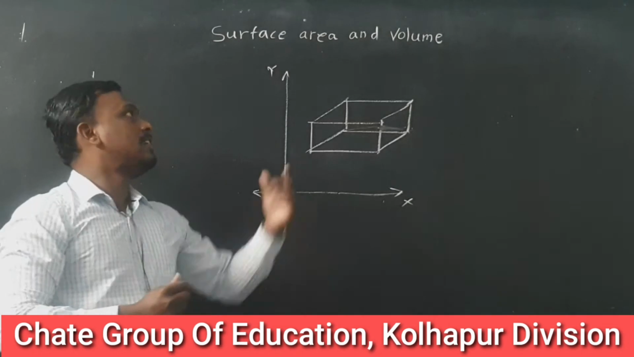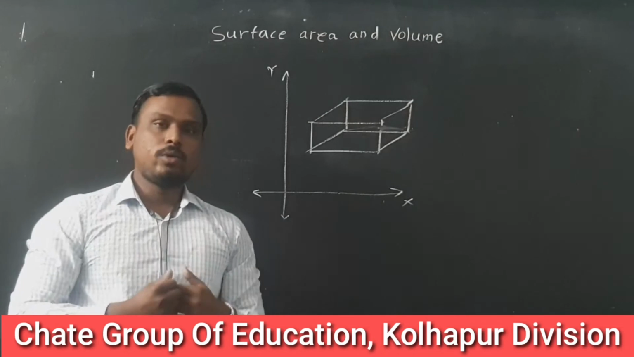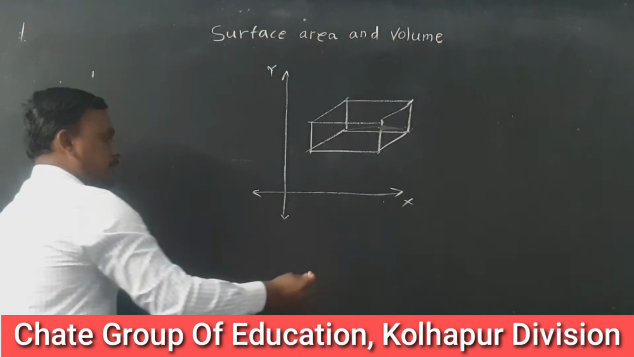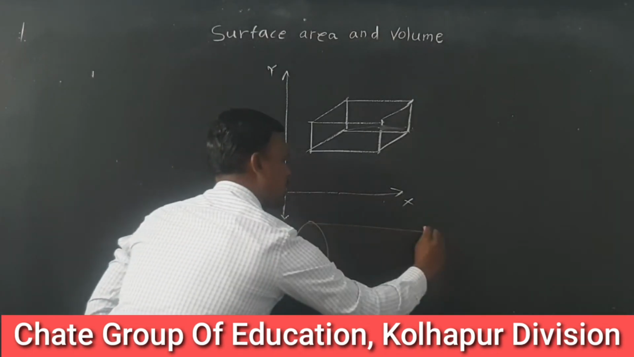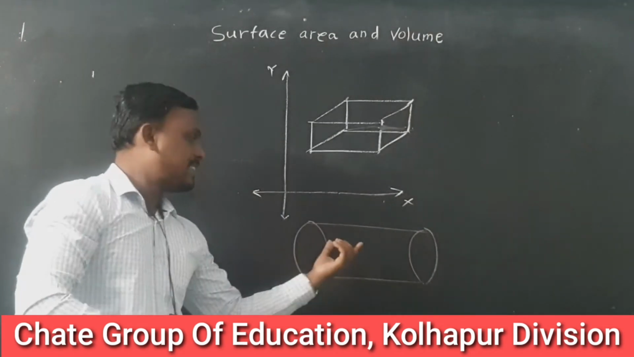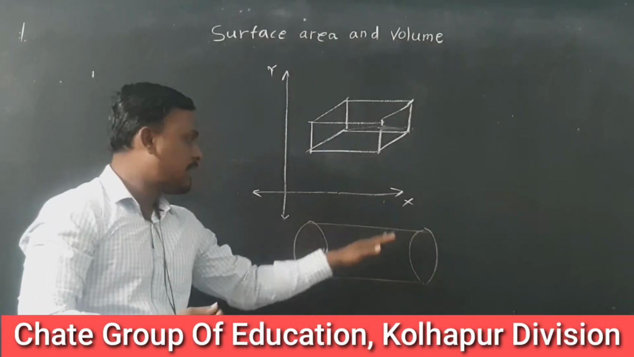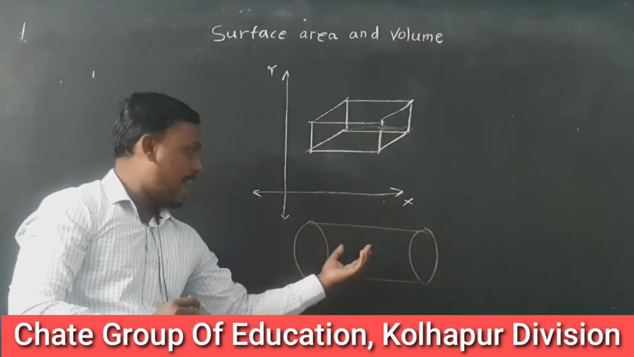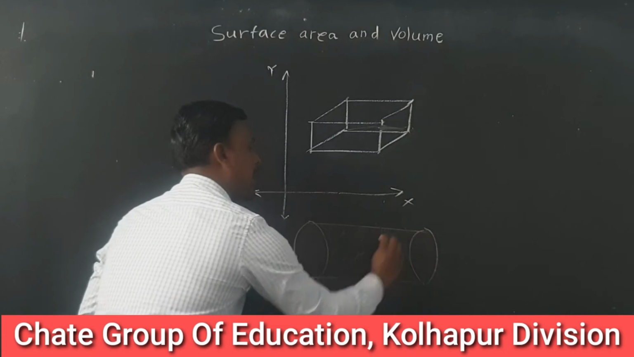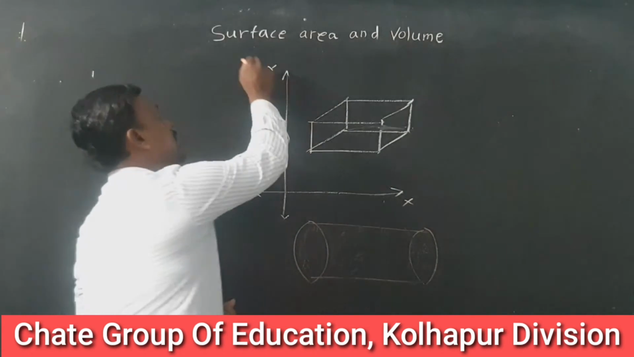Now let's understand the difference between surface area and volume. I will give you one simple example. In day-to-day life we have seen a water tanker or milk tanker on the road. Suppose this is a water tanker, of cylindrical shape. If I want to paint or color this tank, I require the surface area, so I will calculate the surface area of this tank.